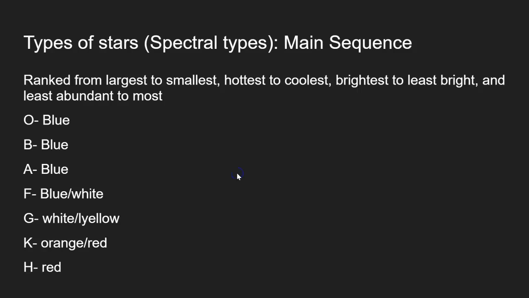So, there are different spectral types of what are called main sequence stars. They're ranked from largest to smallest, hottest to coolest, brightest to least bright, and least abundant to most. So you've got the O, B, A, F, G, K, and M. We're not going to spend a ton of time on this, but just so you realize that the O's, B's, and A's are all blue. They're the hottest. F's are blue and white. G is white, yellow. K is orange, red. M is red. Just something that you can go back to as a reference.